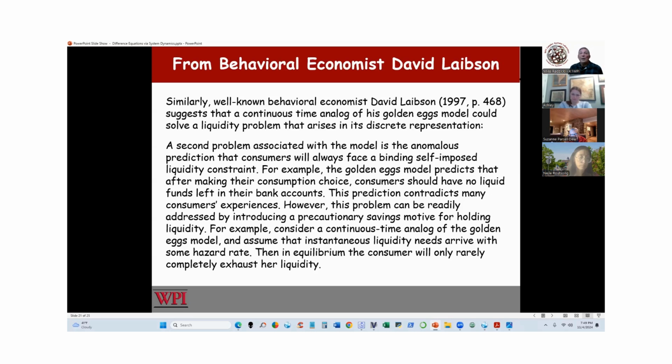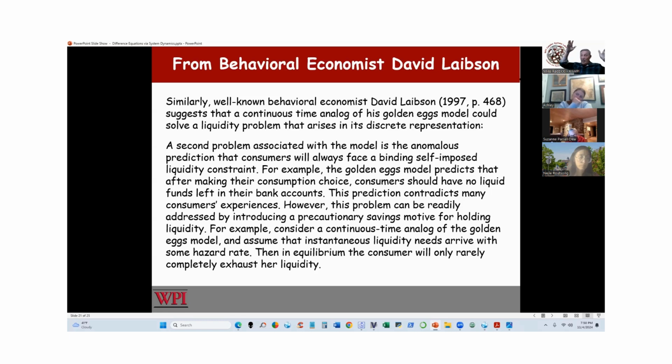However, this problem can be readily addressed by introducing a precautionary savings motive for holding liquidity, for not spending everything you have. For example, consider a continuous time analog of the Golden Eggs model, which is very famous among behavioral economists, and assume that instantaneous liquidity needs arrive with some hazard rate. Then in equilibrium, the consumer will only rarely completely exhaust her liquidity."